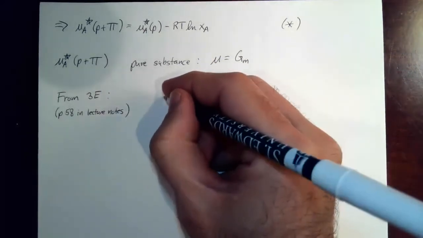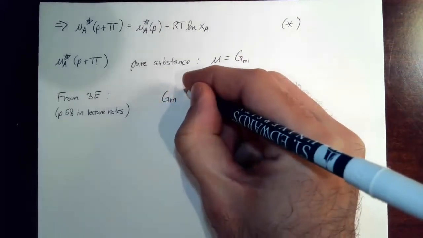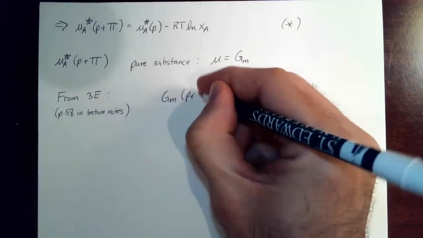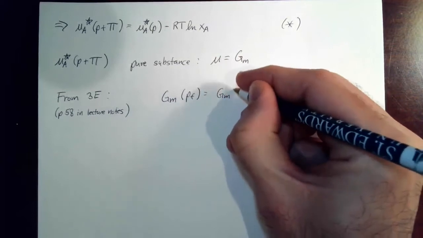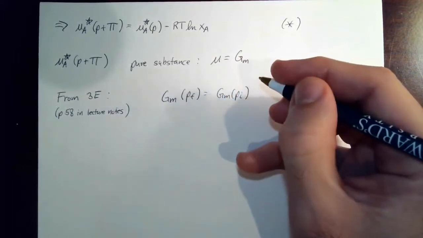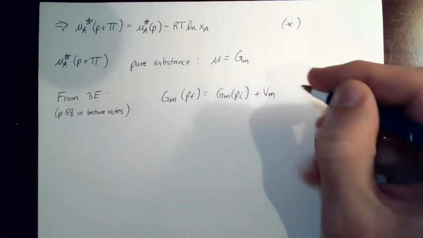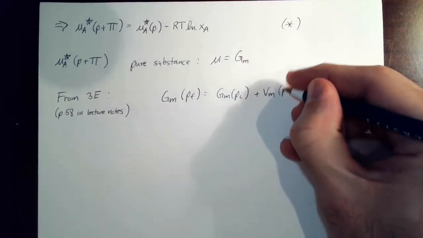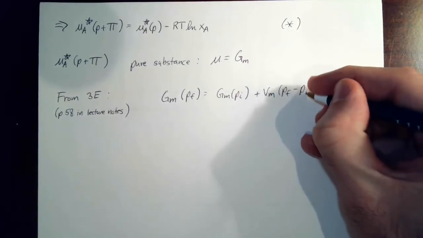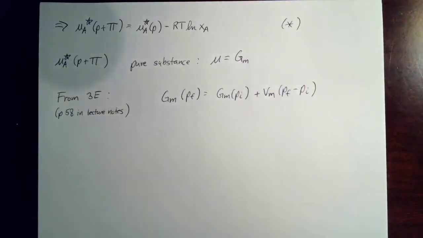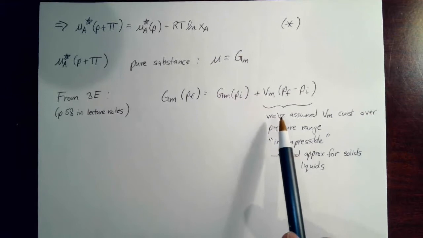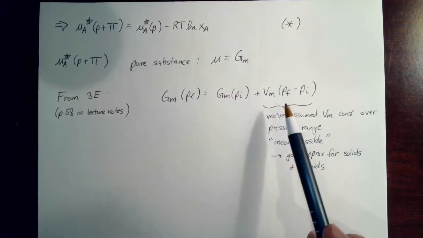And that formula is that the molar Gibbs energy at the final pressure is equal to the molar Gibbs energy at the initial pressure plus Vm times delta P. So final pressure minus initial pressure. And just a quick note, you can go back to page 58 to see this in more detail.